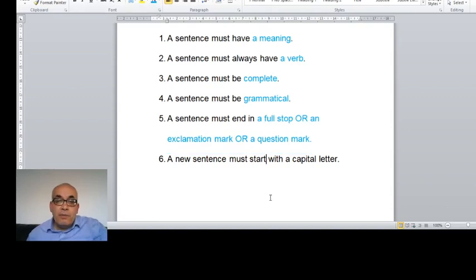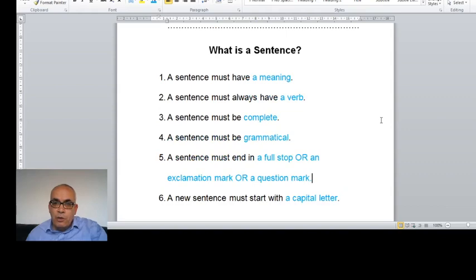And the last one, number 6, a sentence must start with a capital letter. The beginning of a sentence, you always have to use a capital letter. Also, after a full stop, we start a new sentence, and you have to use a capital letter. So when you write any sentence, even a short, simple sentence, you have to remember all this information, especially the ones in blue.